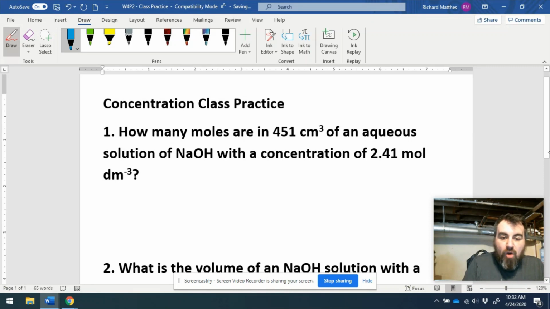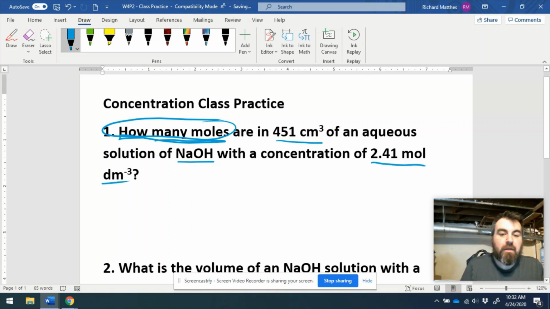It says, "How many moles?" So there's our question right there. Are in 451 cubic centimeters of an aqueous solution of NaOH with a concentration of 2.41 moles per cubic decimeter. Okay, so this question, we're given 451 centimeters cubed. Remember, centimeters cubed, we always need to turn into decimeters cubed by dividing by 1,000.